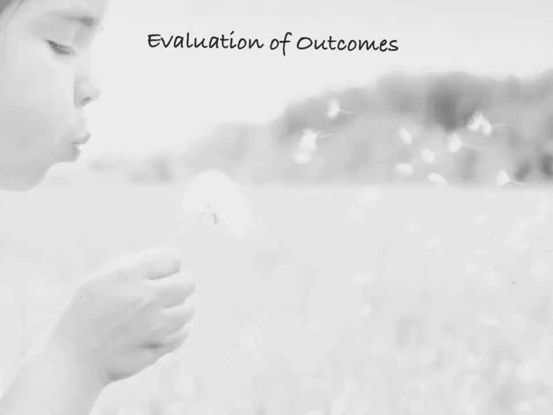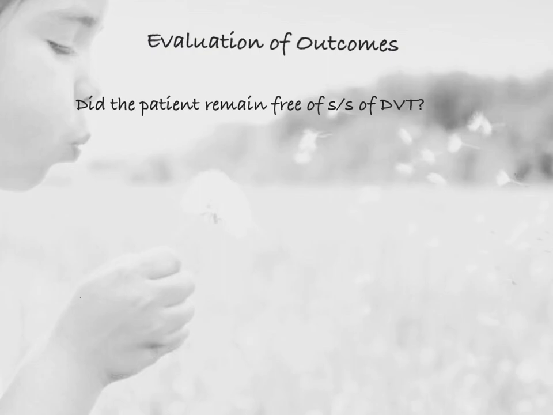Okay, so when we talk about evaluation of outcomes, it's pretty self-explanatory. We're going to go back to our nursing diagnosis and our goals and our planning and see if our interventions were effective. And so if we were looking at risk reduction, did the patient remain free of signs and symptoms of whatever they were at risk for? So we'll put DVT, or ineffective cardiac tissue perfusion, whatever it was that we were targeting. Did they remain free of those things? So those are their risk.